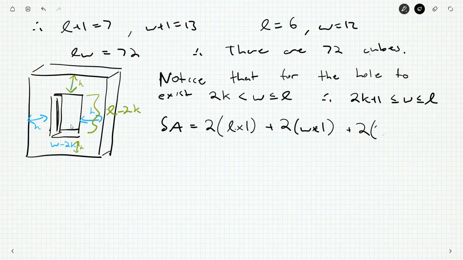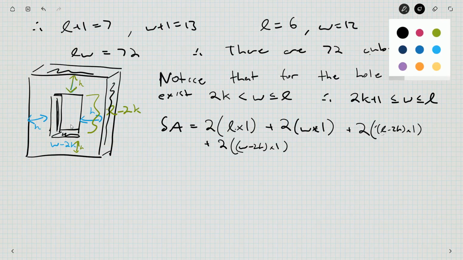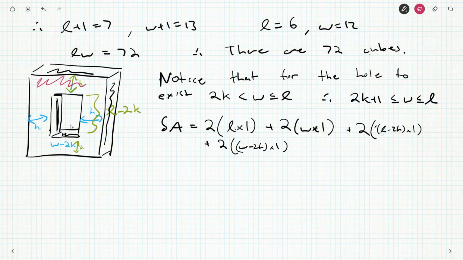Two L minus 2k by 1s, and two W minus 2k by 1s. So that covers all the things that are by 1. And then we've got the sides of the frame that we have to work.